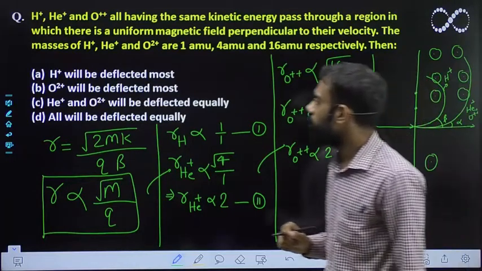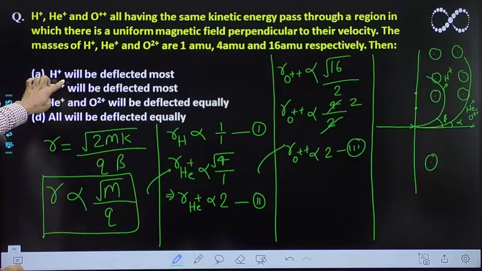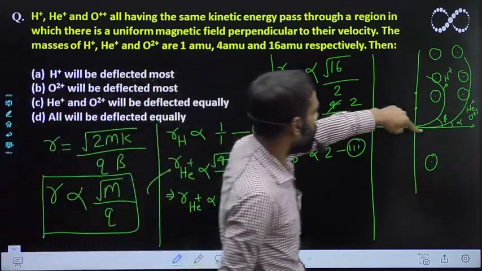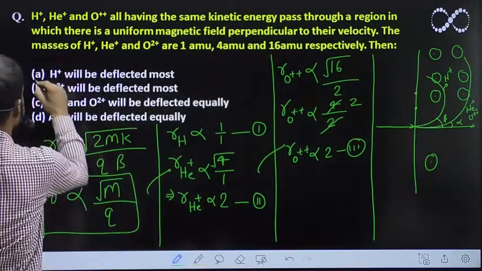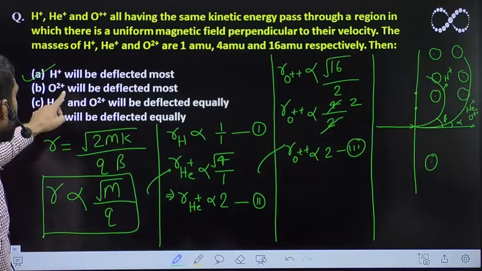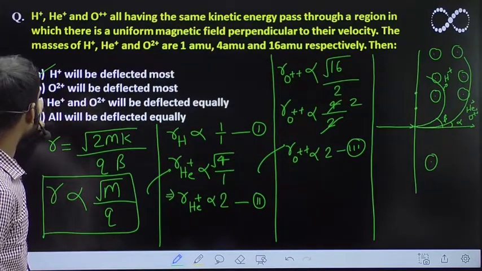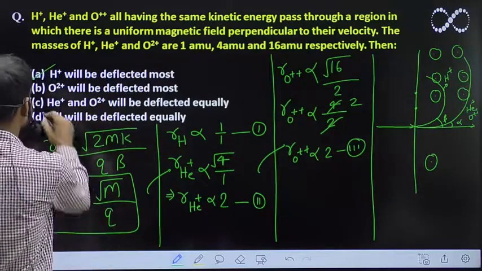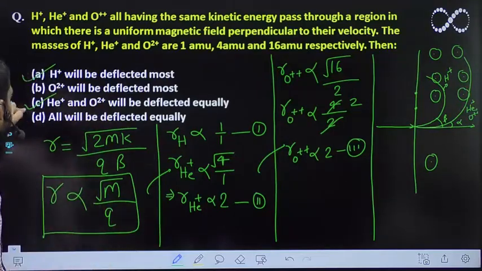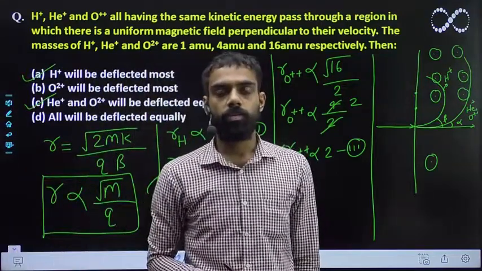Now let us see which option is correct. Hydrogen will be deflected the most. That is correct. Hydrogen is getting deflected the most. The angle beta is more than alpha, so this is correct. Now, oxygen too will be deflected the most, which is wrong, because not the most, since oxygen and helium will be deflected equally. So A and C will be correct. Okay students, I hope you understood this question.